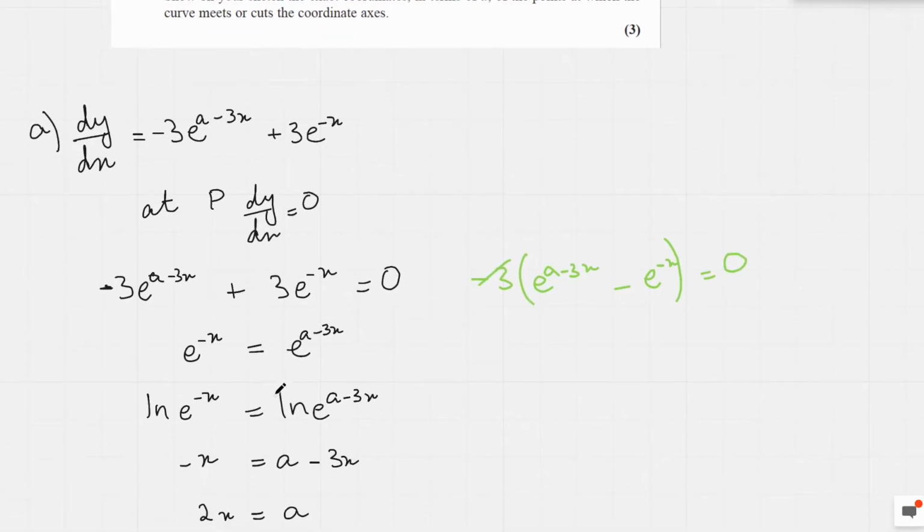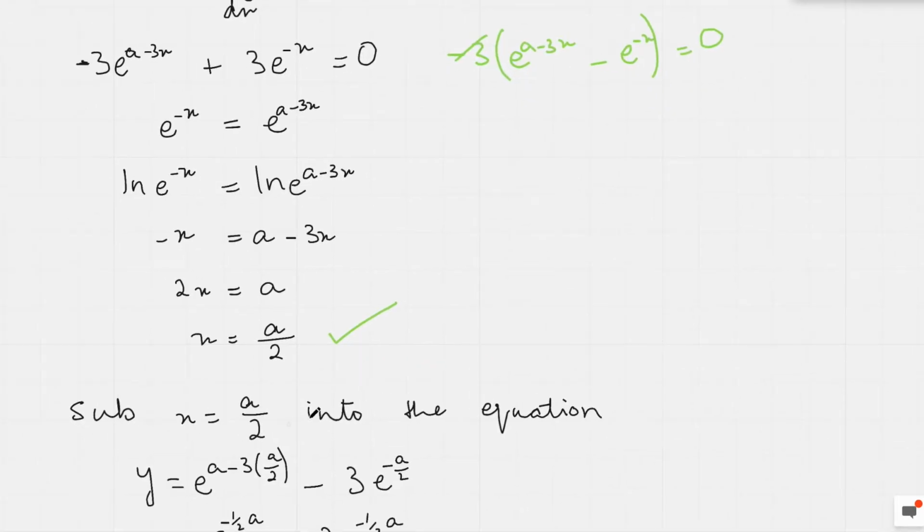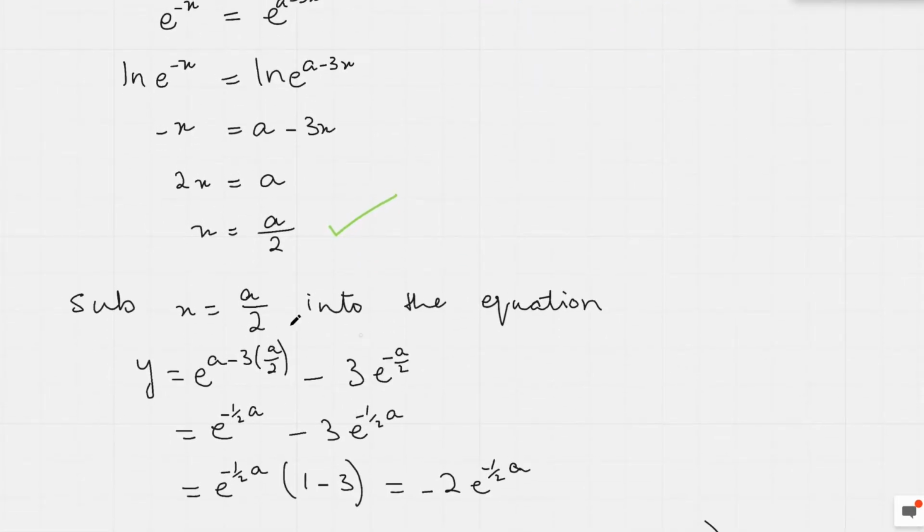Now taking the natural log on both sides, we can cancel the e's that way. So we get negative x equals a minus 3x, so 2x equals a, and therefore x equals a over 2. We have to find the coordinates in terms of a, so that's fine. This is the x coordinate. Now substitute the x coordinate, which is a over 2, into the equation. This is where I've substituted x, here and here. After we solve this, we get negative 2e^(−a/2).